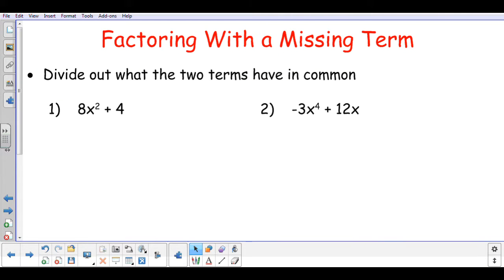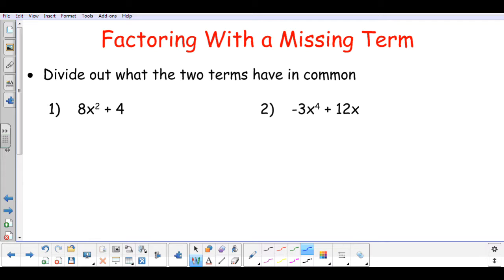Sometimes when we factor, our quadratic expression is going to be missing a term, so we may be missing the b term or we may be missing the c term. So we can't use the box method to factor. What we want to do is divide out what the two terms have in common. So this could be a number, this could be a variable, or it could be both of them.